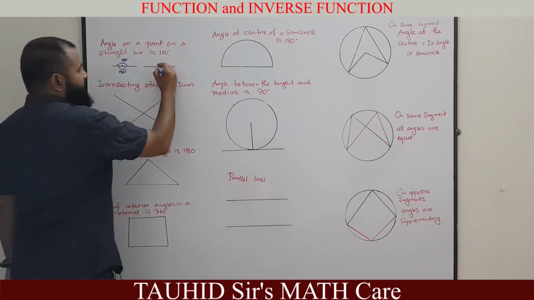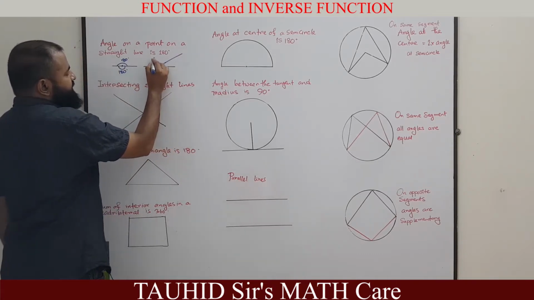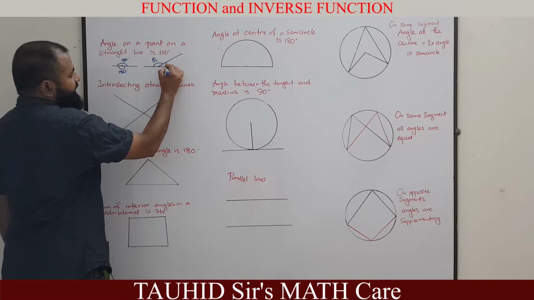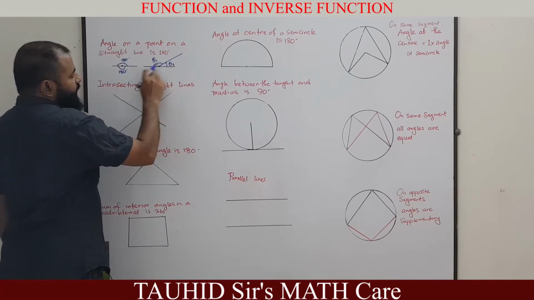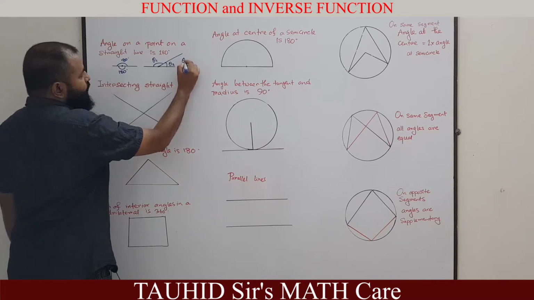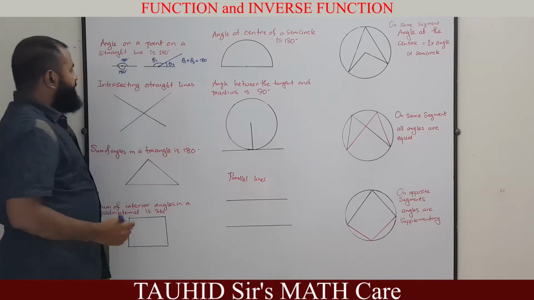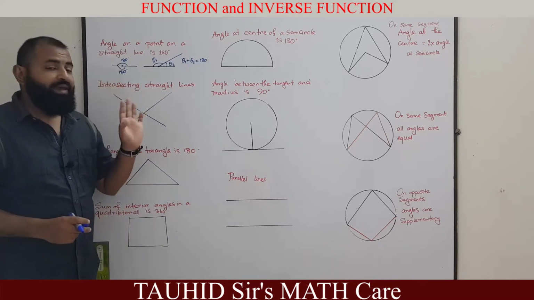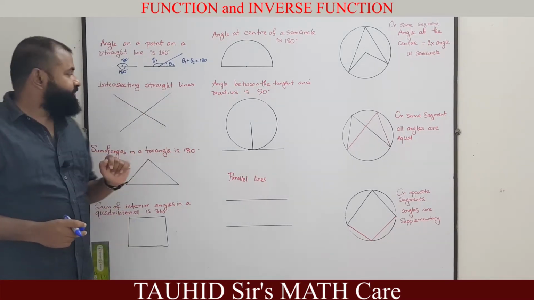And if there are two angles on a straight line, suppose this angle is theta 1 and this angle is theta 2, and they lie on the same straight line at a point, then theta 1 plus theta 2 will be 180 degrees. This is the case, the angles at a point on a straight line.